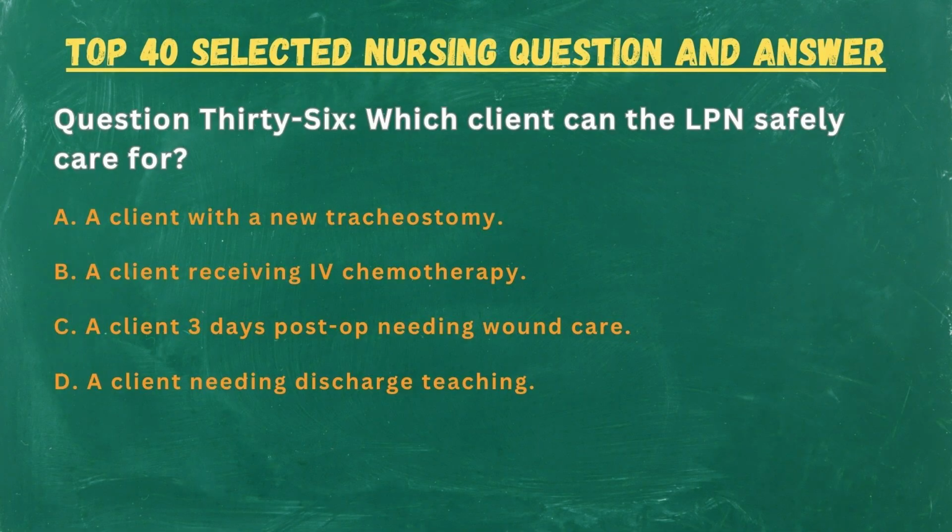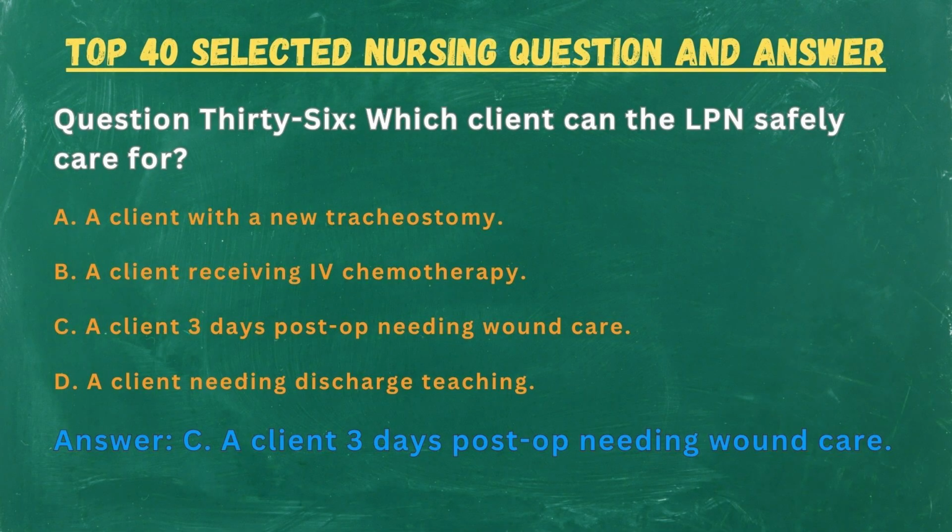Question 36. Which client can the LPN safely care for? A. A client with a new tracheostomy. B. A client receiving chemotherapy. C. A client 3 days post-op needing wound care. D. A client needing discharge teaching. Answer: C. A client 3 days post-op needing wound care.